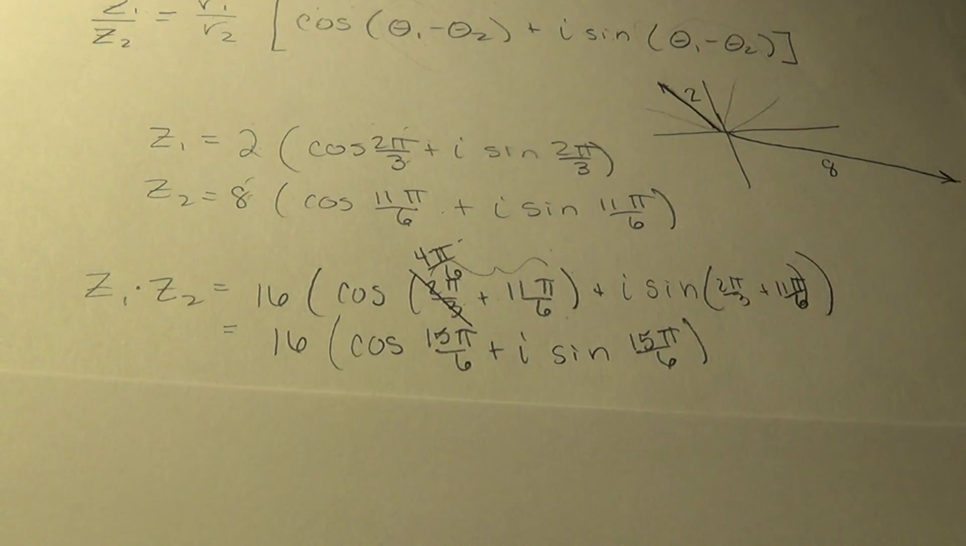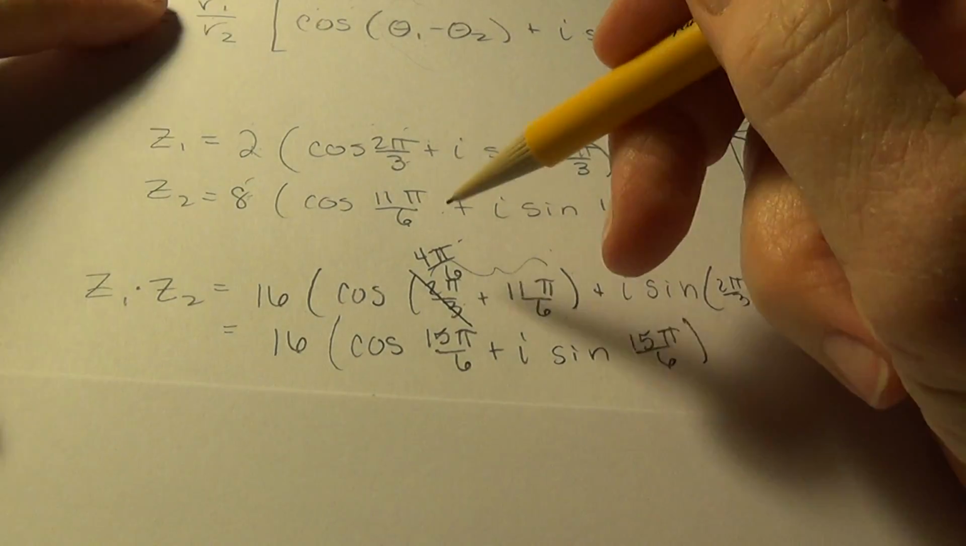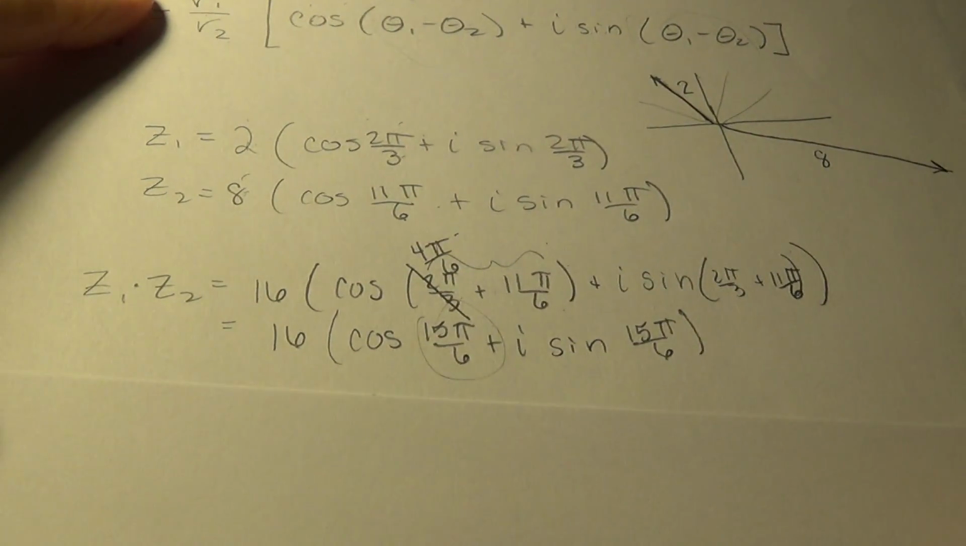Now 15 pi over 6 is a little awkward because it's more than one time around the unit circle. I will go ahead and figure out what that is, and then I'll check the book. I'm trying to check it now, but I can't see it. It's over here in a dark corner. So let's improve on this 15 pi over 6.